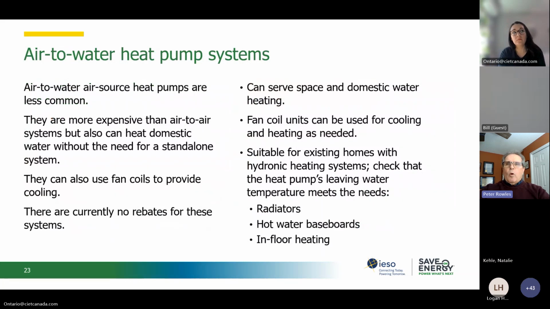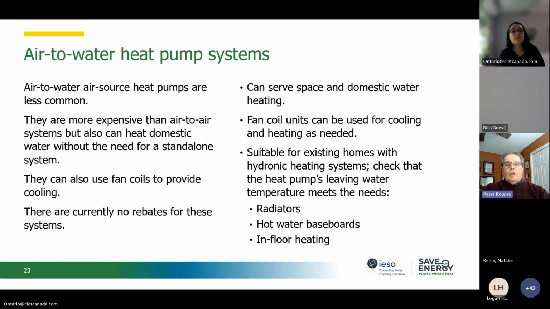Talked a little bit about air to water heat pumps, and this might lend a little bit to the fan coil operation question that came up earlier. There are air to water air source heat pumps. They're available, but they're less common. They're a little bit more expensive than air to air systems, and we see them more in commercial applications. But it can also be used to heat domestic water without the need for a standalone system. They can use fan coils to provide the cooling. There are currently no rebates available for these systems.